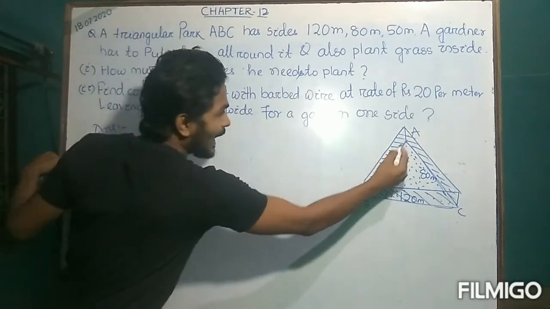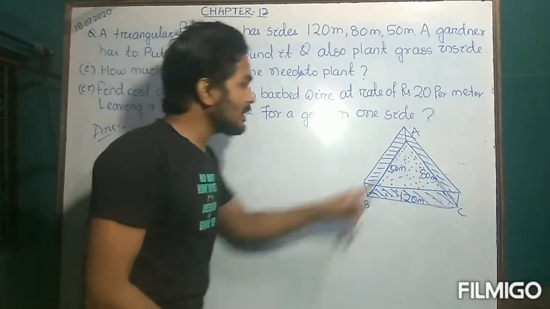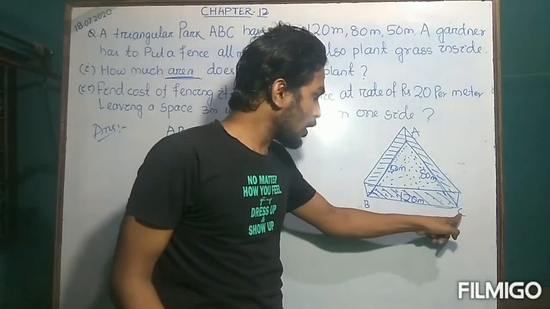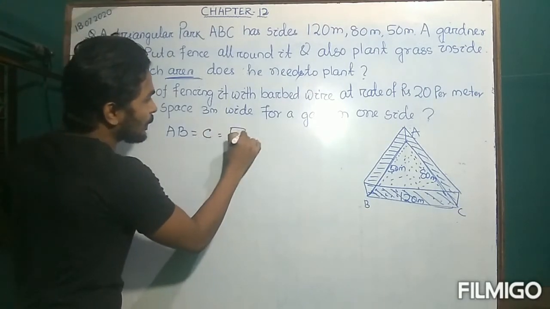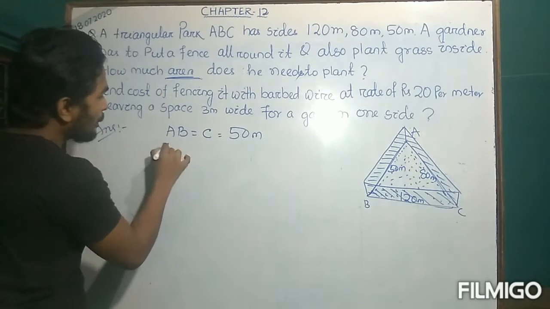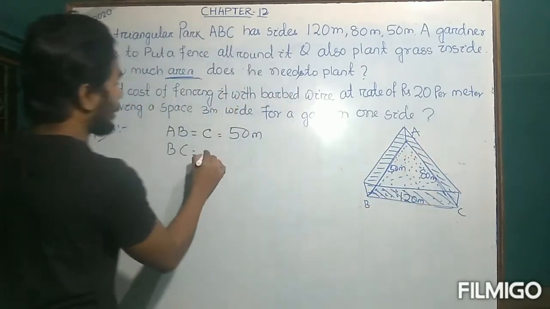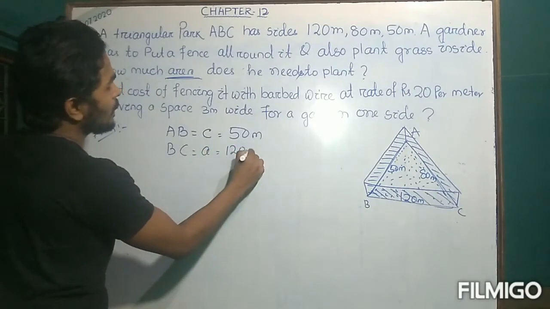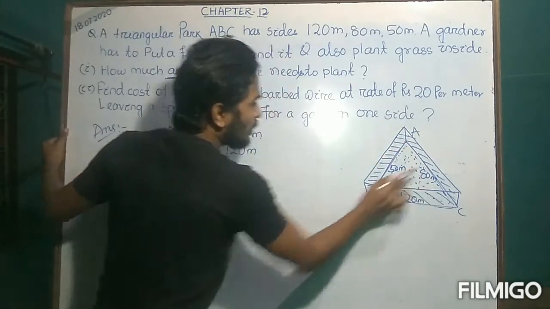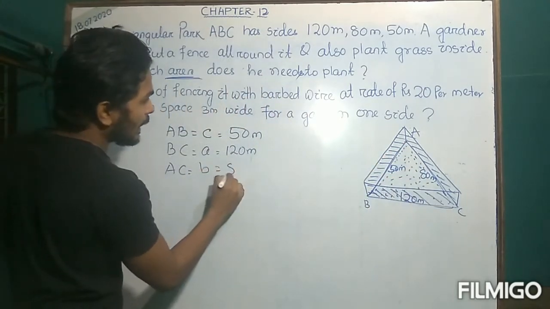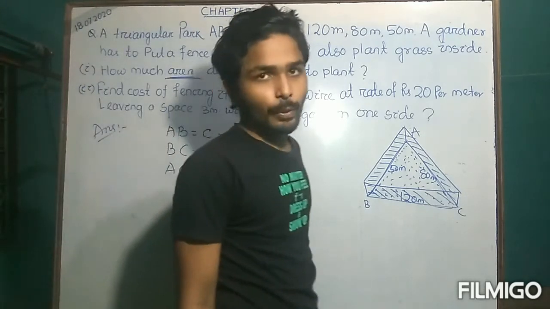We are given that AB is 50 meter. This AB is the front side of the angle C. So you can write AB, that is small c, is equal to 50 meter. BC, that is small a, is 120 meter and AC, that is small b, is 80 meter. Since it is a scalene triangle, we have to use Heron's formula here.